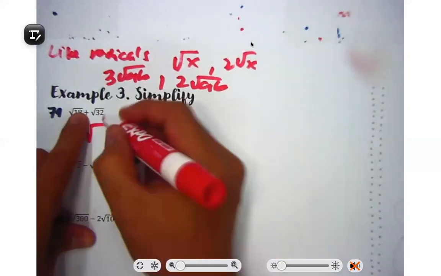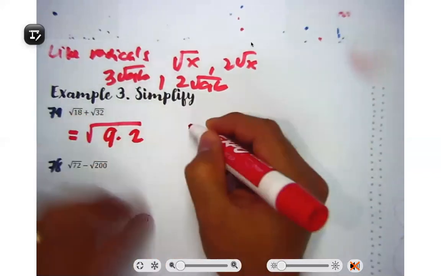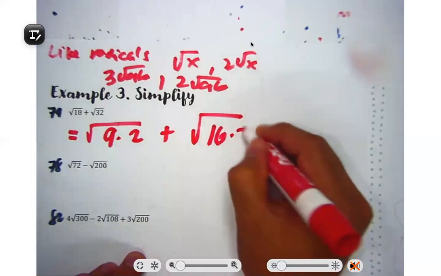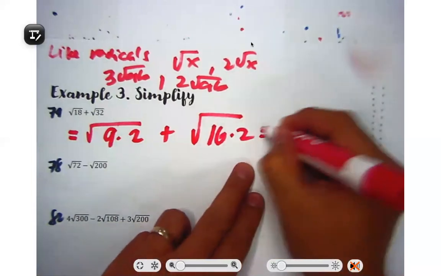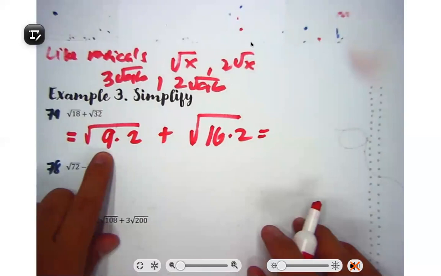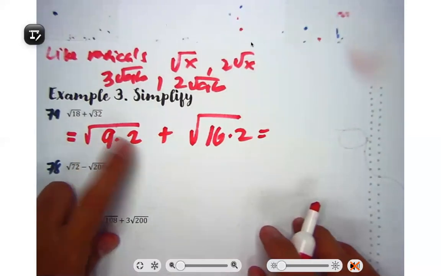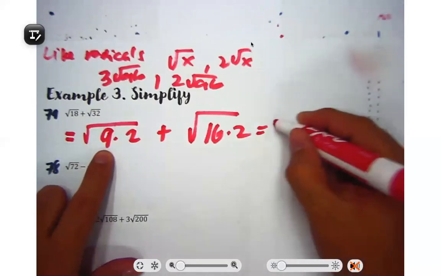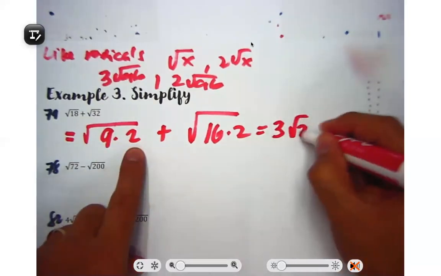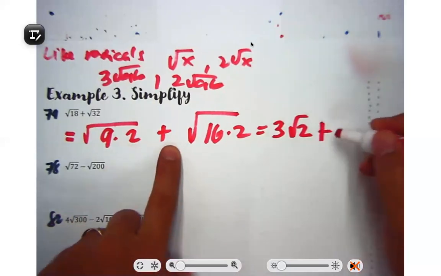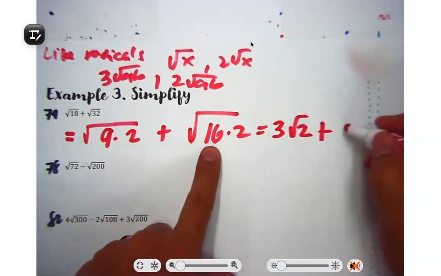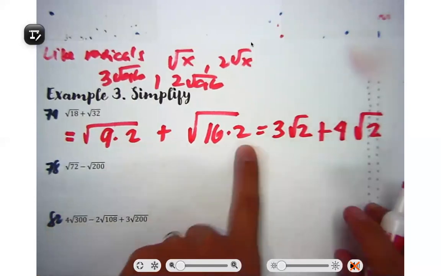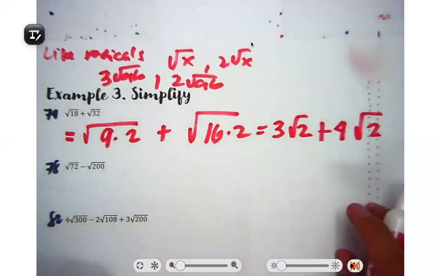So 18 can be written as 9 times 2. How about 32? 16 times 2. Now, going back to the square root of 9 times 2. What's the square root of 9? 3, and 2 stays inside. Plus square root of 16, you have 4, and 2 stays inside the radical. So you have 3 square root of 2 plus 4 square root of 2.